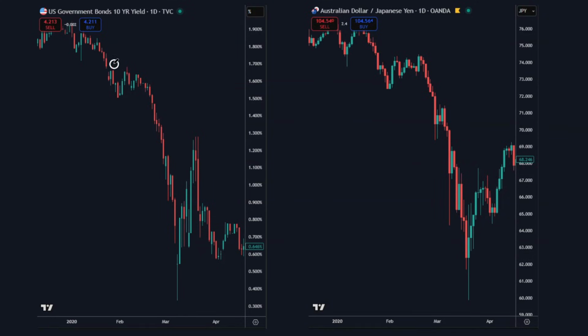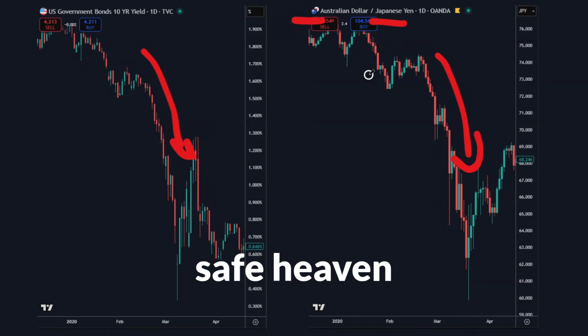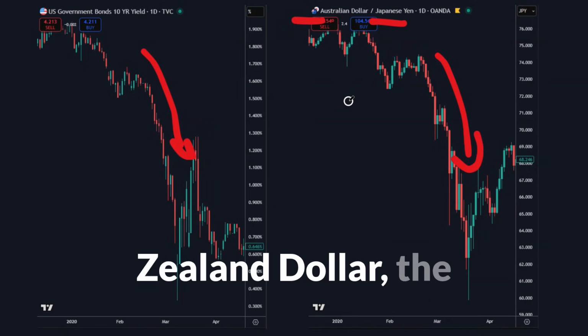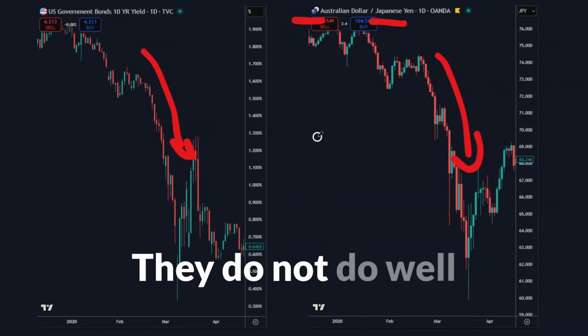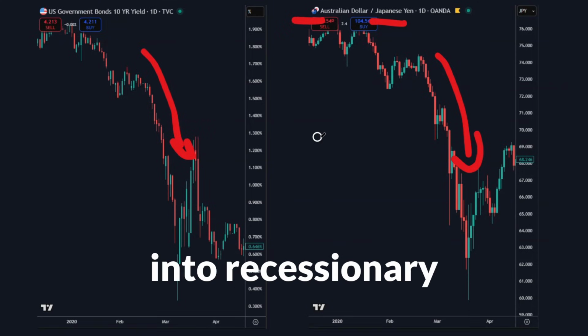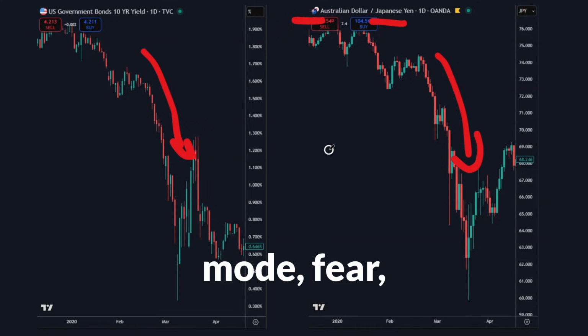It follows yields. When yields are falling rapidly, a high beta currency against a safe haven goes down with yields. The yen is the ultimate safe haven, and the Australian dollar, the New Zealand dollar, the Canadian dollar are high beta currencies. They do not do well when things get into recessionary mode, fear, stuff like that.